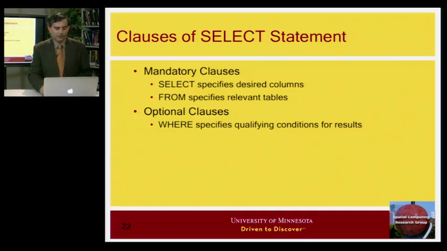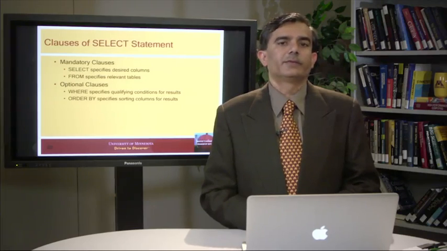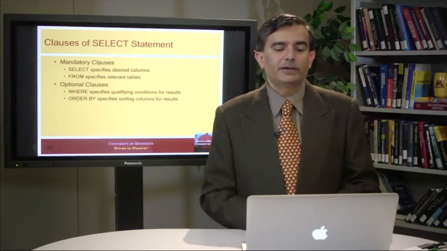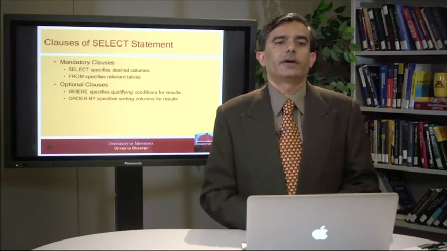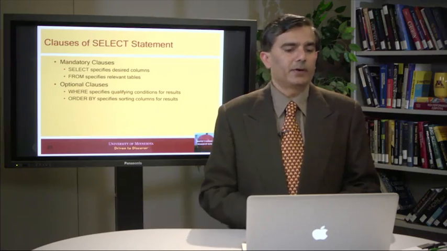The next set of clauses have to, in some sense, further process the result. So there is order by column, which sorts your result. Let's say we get this list of countries with populations above 100 million, and we want the result sorted alphabetically by country name, then that can be specified by the order by clause.